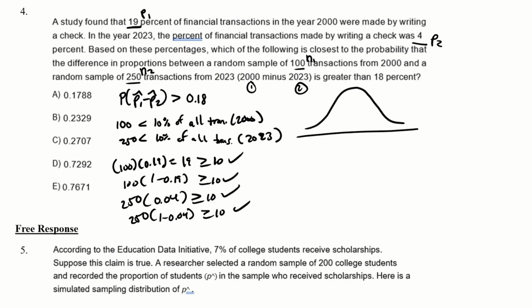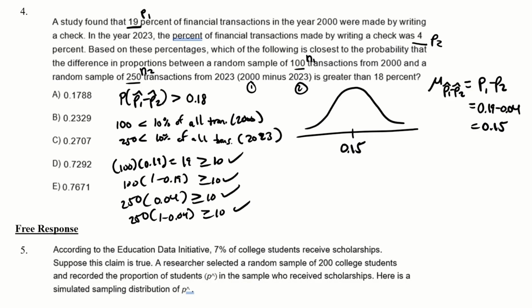I'm not going to label every single thing on this. I'm only going to label the mean. So let's find the mean. The mean of this distribution, p hat 1 minus p hat 2, is simply p1 minus p2. Now p1 minus p2 is 0.19 minus 0.04, which is 15%. So we're going to put that right here.